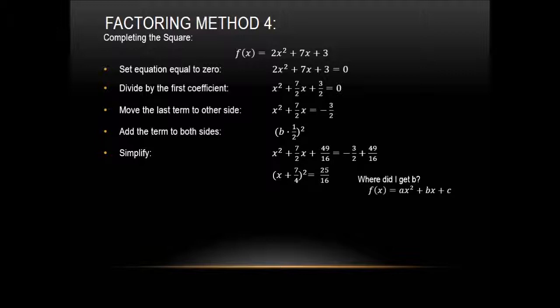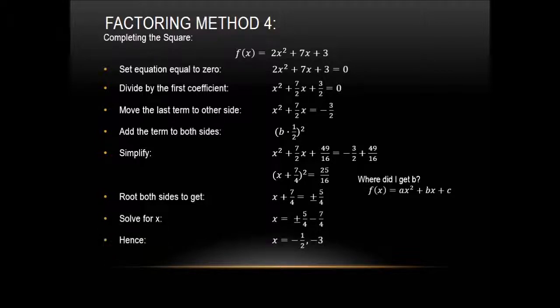All right, and then from here, just take the square root of both sides. So you get plus or minus 5 over 4. Remember the plus or minus. And then subtract 7 over 4. And your two factors are negative 1/2 and negative 3.